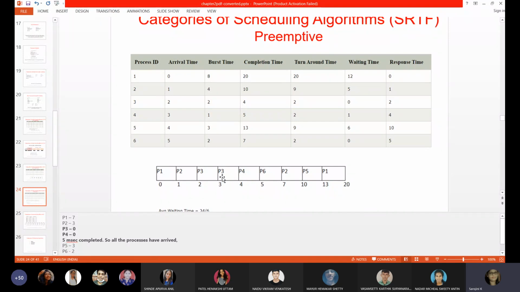Now at this point, when 4 milliseconds were completed, P3 completely completed its execution. From 2 to 4 it got executed. How did it completely complete its execution? Because its CPU burst time is only 2 milliseconds, right? So it completed the execution.